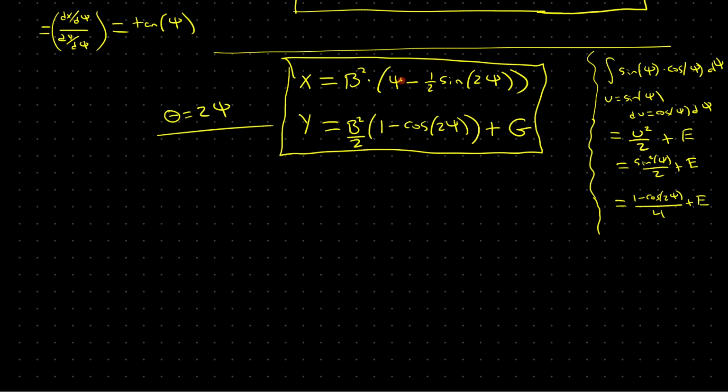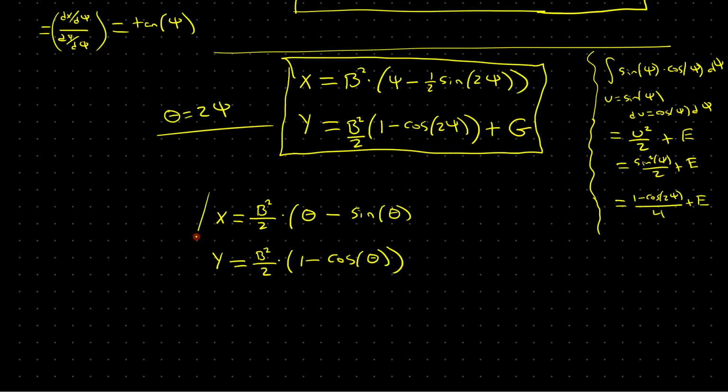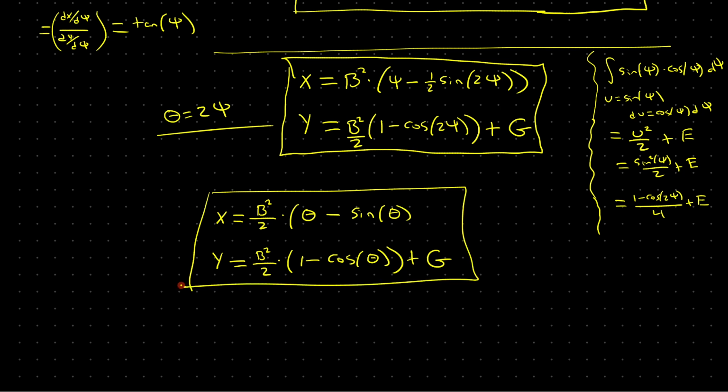Psi will become theta over 2, and so you have x is equal to b squared over 2 times theta minus sine of theta, and y is equal to b squared over 2 times 1 minus cosine of theta, plus g. So this equation right here is exactly the correct equation that you'll see if you look up the equation of a cycloid.